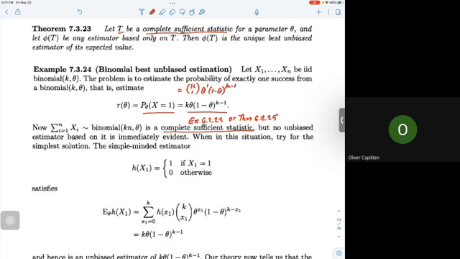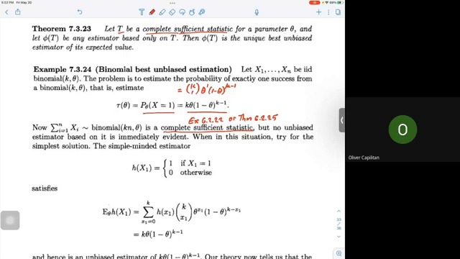Itong sa example 6.2.22, ginamit yung definition 6.2.21. Etong sa theorem 6.2.25, kung yung PDF belongs to an exponential family. Alam naman natin na yung binomial distribution belongs to an exponential family. So we can apply theorem 6.2.25. So yan yun, no? You can verify that it's a complete sufficient statistic. But no unbiased estimator based on it is immediately evident.